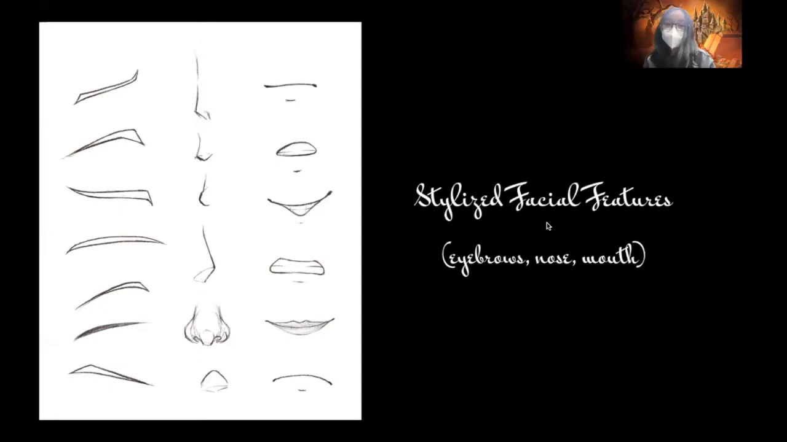For example, if you're going for semi-realism, maybe this would be a nose shape you would use, or this would be a lip shape that you would use. If you're doing more stylized characters, you may do a more simplified nose or a simplified mouth where you imply the teeth instead of drawing out every tooth, etc. as an example.